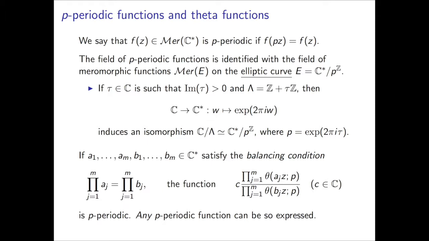So this balancing condition here is what forces a product of this form to happen to be p-periodic, and later on we're going to see a different kind of balancing condition whose job is exactly to make sure that a certain thing happens to be p-periodic also.